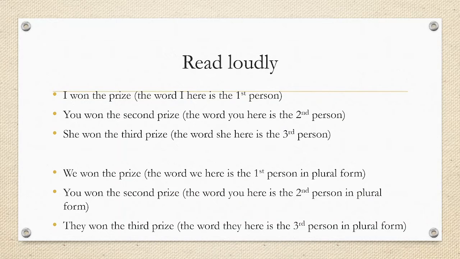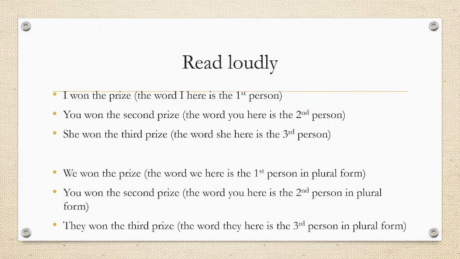So one by one we are going to learn all these things, but before that you must read the following sentences loudly. So I am reading for you. You must also read it loudly with me. I won the prize. Here in this sentence, the word I is the first person. Second example, you won the second prize. Here, you is the second person. Third sentence, she won the third prize. Here, the word she is the third person.